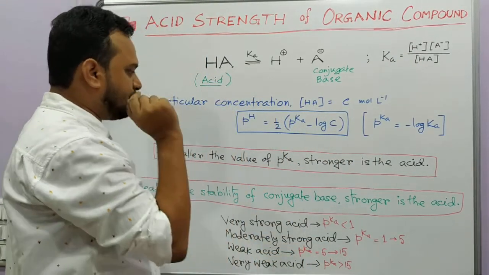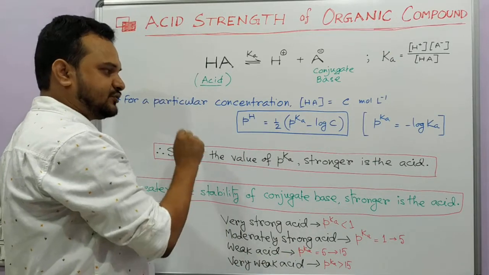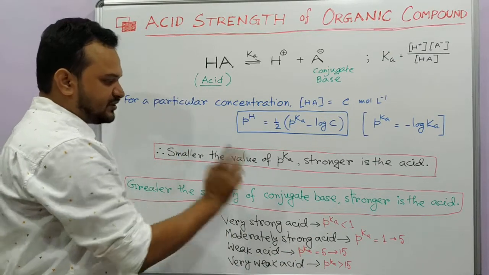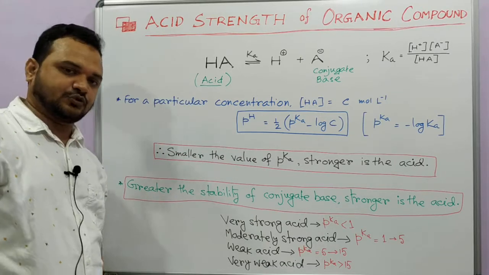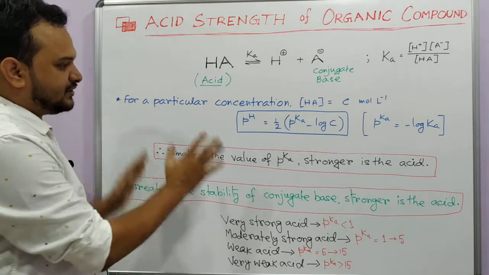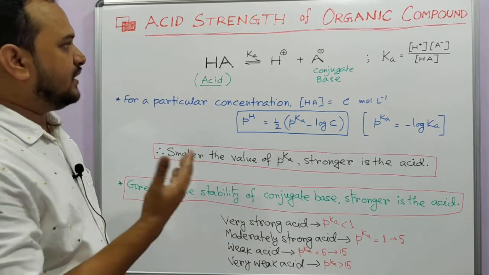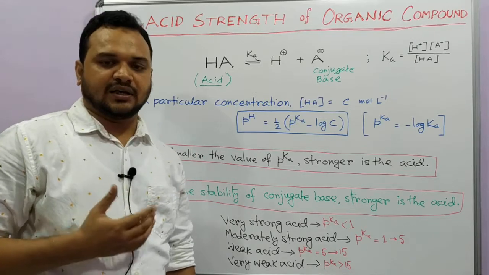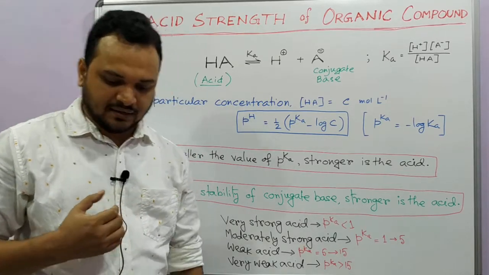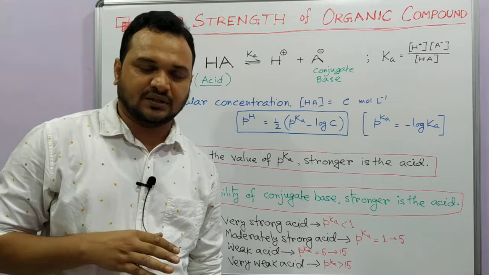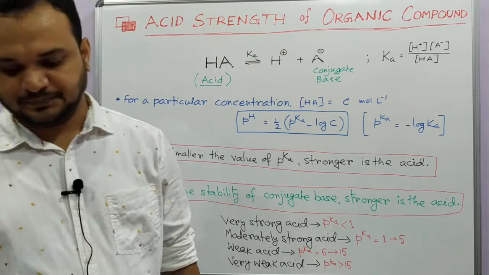So two lines we have to remember: smaller the value of pKa, stronger is the acid, and greater the stability of the conjugate base, stronger is the acid. So on the basis of these two factors, we will try to compare the organic compounds and try to determine which one will be the stronger, which one will be the weaker.